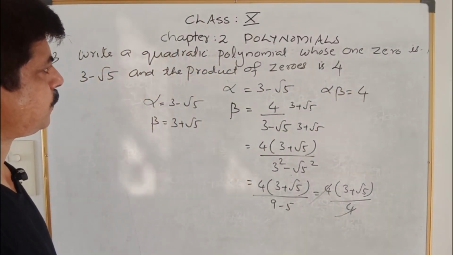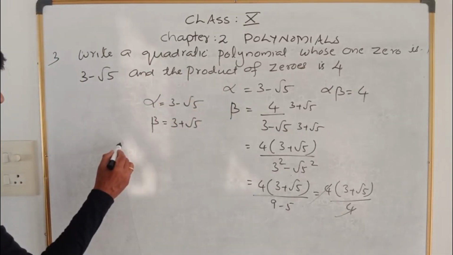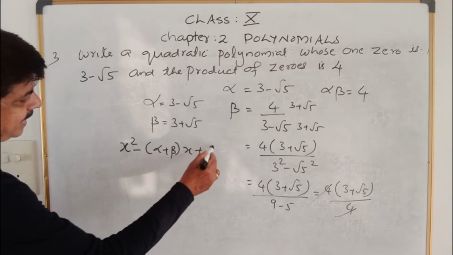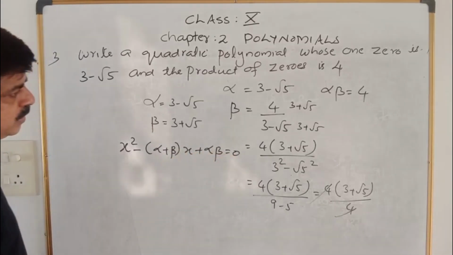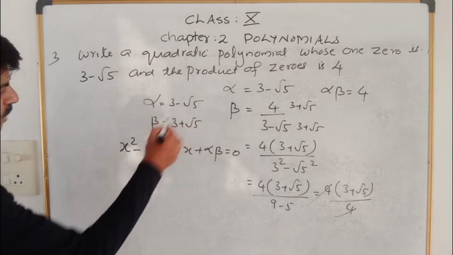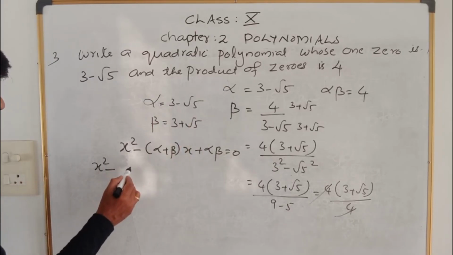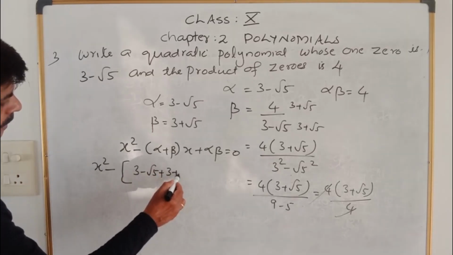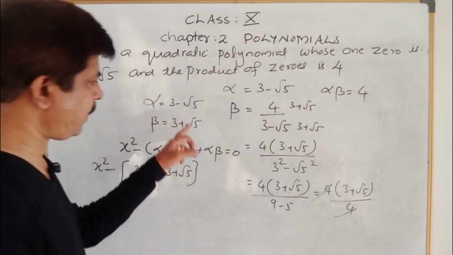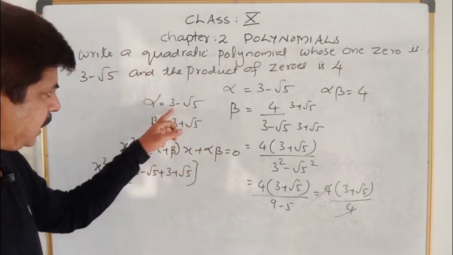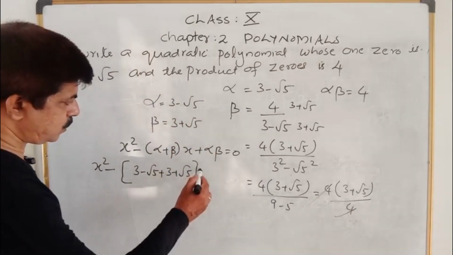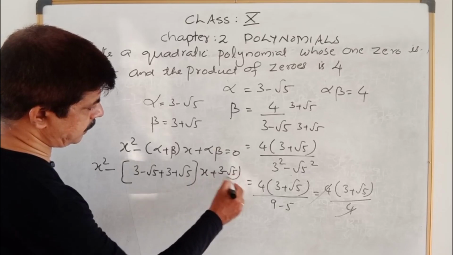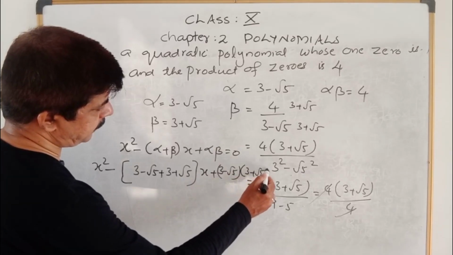The product of zeros is 4 and we need to find the quadratic polynomial x square minus alpha plus beta into x plus alpha beta equal to 0. Alpha plus beta means we need to add this. Two zeros should be added. 3 minus root 5 plus 3 plus root 5. This is alpha, this is beta. The sum of these two zeros into x plus alpha beta, 3 minus root 5 into 3 plus root 5.